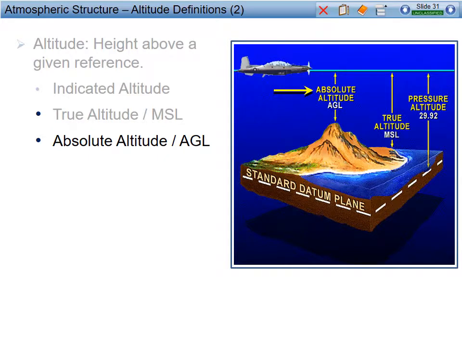To account for the terrain, we have absolute altitude, or AGL, which stands for above ground level. AGL altitude, or absolute altitude, is the distance directly beneath you, between you and the nearest point of land.